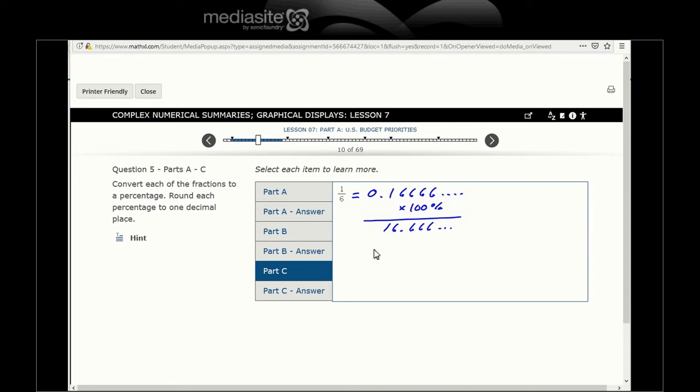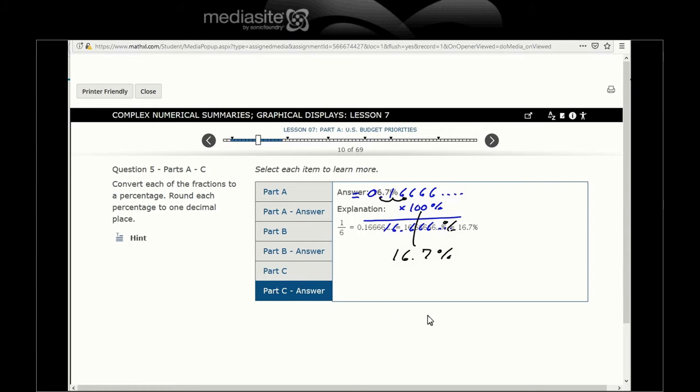Like I said, multiply by 100 is just going to take this decimal place and move it 2 locations. Round it to 1 decimal place. 16.7. Yep.